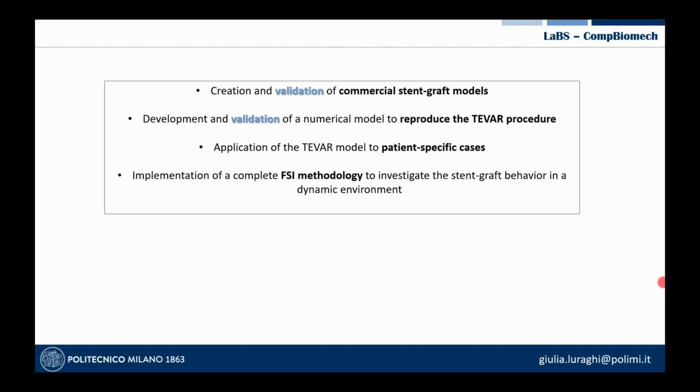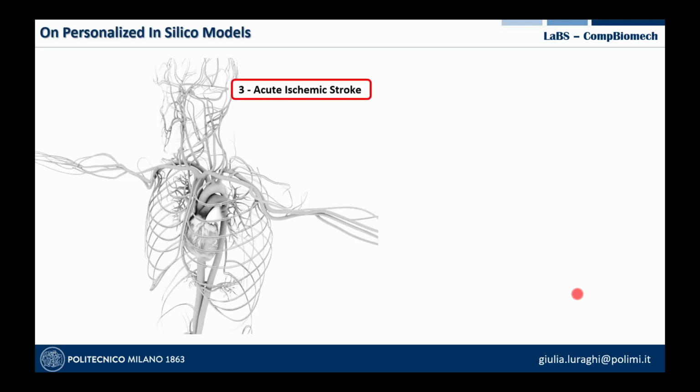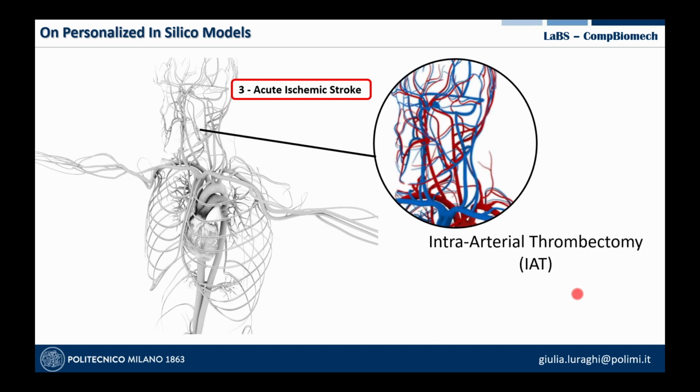To conclude this second application, the commercial stent graft model is created and validated, and also we carried out in vitro tests to validate the TEVAR procedure. And then we can move to run patient-specific cases and to reproduce the post-TEVAR hemodynamic conditions with the FSI simulations. So the final application that I want to show you today is the thrombectomy, mechanical thrombectomy procedure to treat acute ischemic stroke.